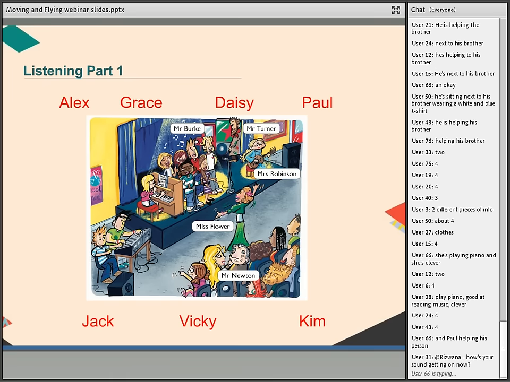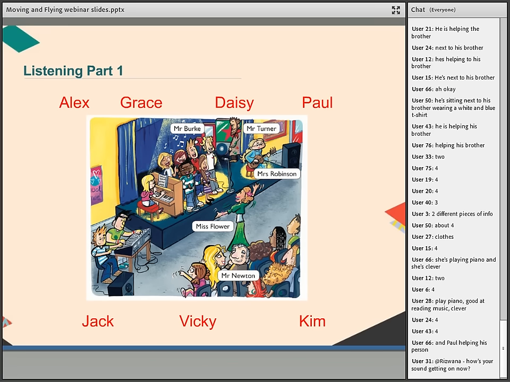Okay, so we can do this activity quite easily in the class with a picture from our course book by giving students maybe the names on cards or getting them to write them down and then to match the people to the people in the picture.